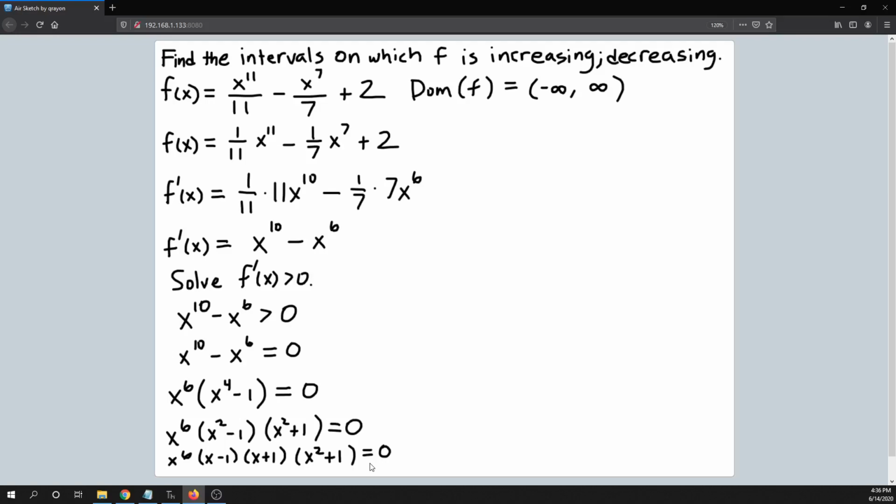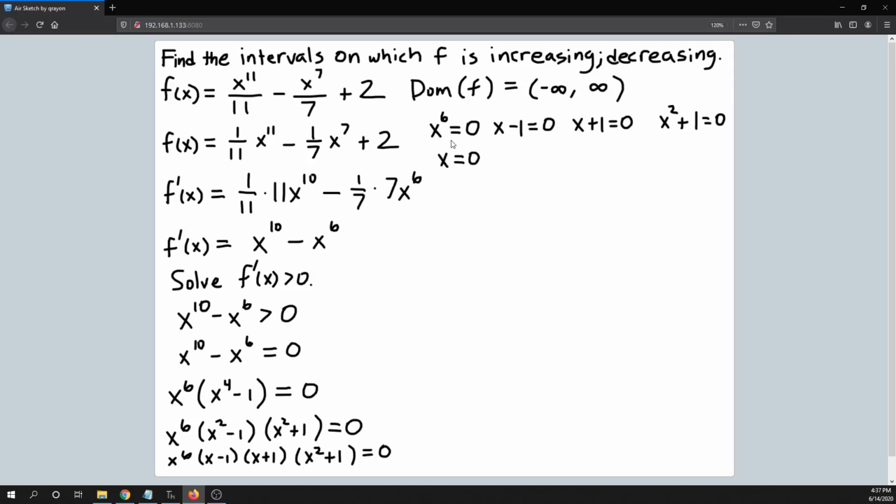So let me move up here to the top. I'm going to set x to the 6th equals 0. I'm going to take x minus 1 and set it equal to 0. I'm going to take x plus 1, set it equal to 0. And I am going to take that x squared plus 1 and set it equal to 0. And I'm going to solve each one of those. Okay, so first one is x to the 6th equals 0.